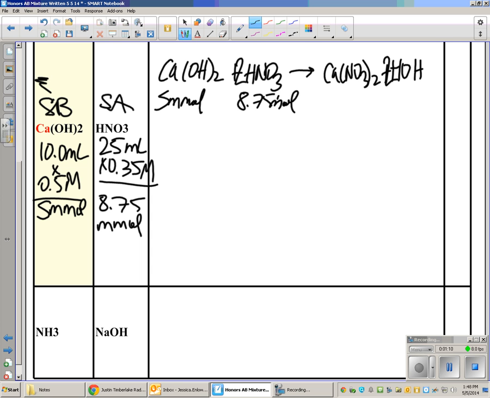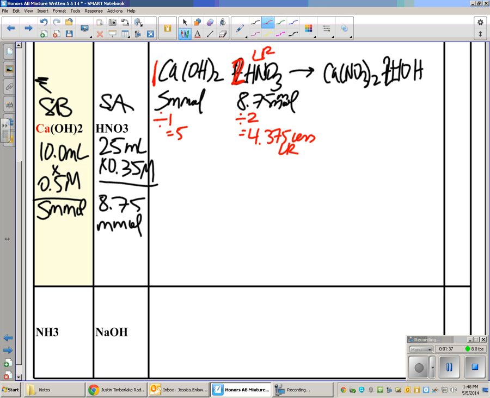Here's the trick for doing LR in your head. You take the coefficient of each of these, they are important, and you do 8.75 divided by 2, 5 divided by 1. This gives you 5, and this gives you 4.375. So this one you have less of, so this is your LR.